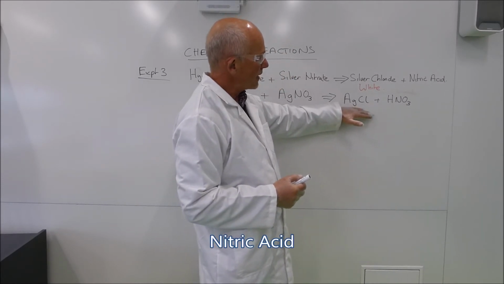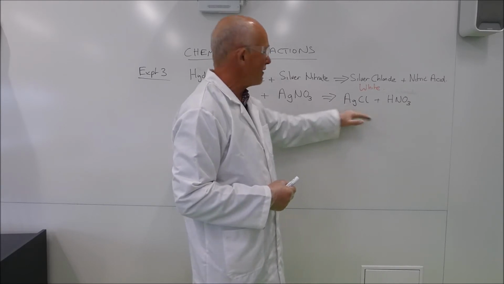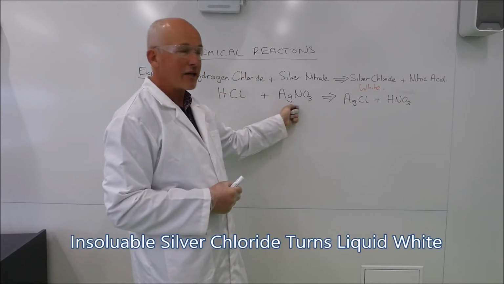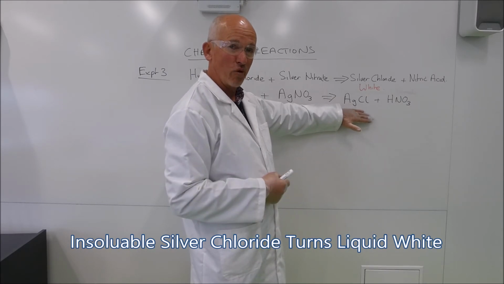And the important part to remember is that this silver chloride can't dissolve in water, so when you add these two together, which are clear liquids, all of a sudden the liquid turns white because it can't dissolve in water anymore.